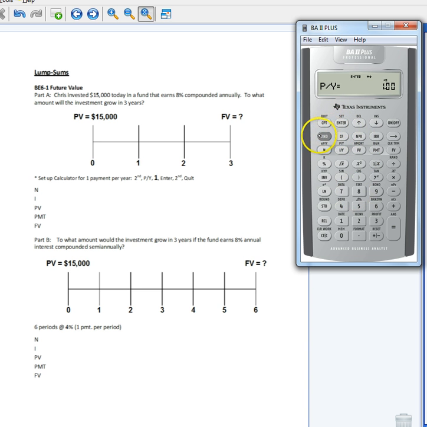And then we want to quit, so hit second. And now what was CPT becomes the quit key, and hit quit and you're back. Okay, so what we know here, let's figure out what we're going to write.